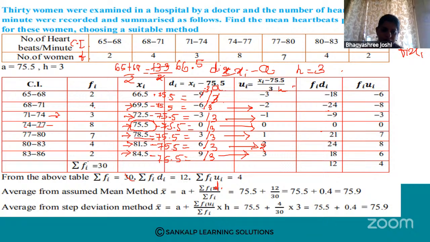Okay. Now we'll calculate sigma Fi, that is 2 plus 4, that is 6, 6 plus 3 is 9, 9 plus 8 is 17, 17 plus 4 is 21, 21 plus 7 is 28, 28 plus 2 is 30, right? So sigma Fi is 30. Next we'll calculate sigma Fi di. So here negative values are minus 18, minus 24 and minus 9.